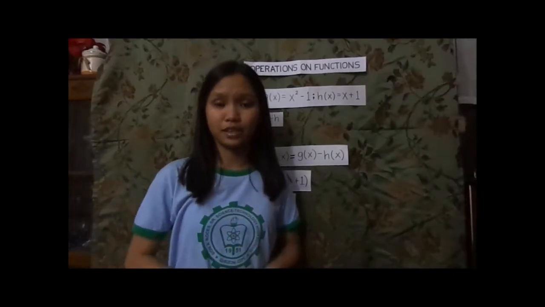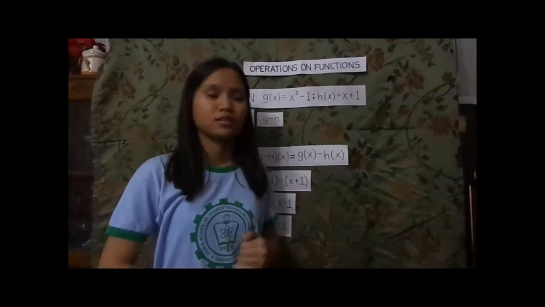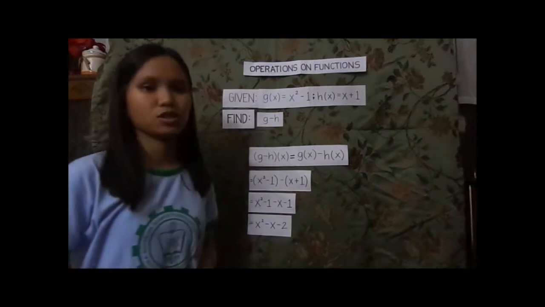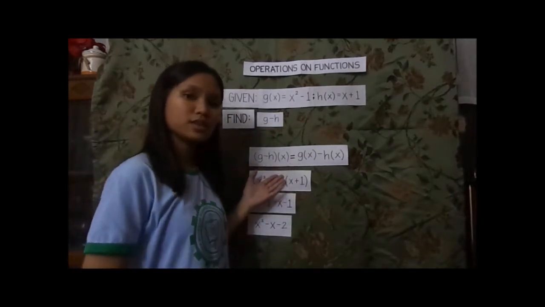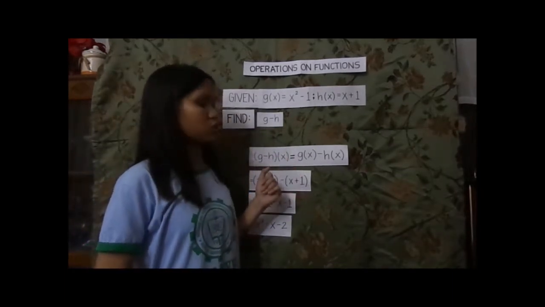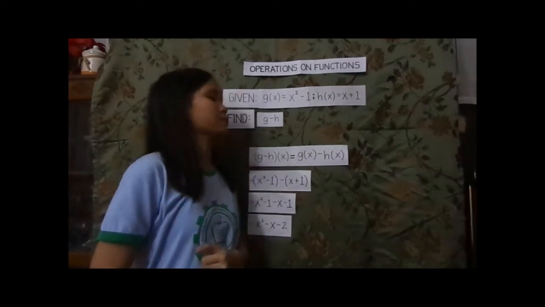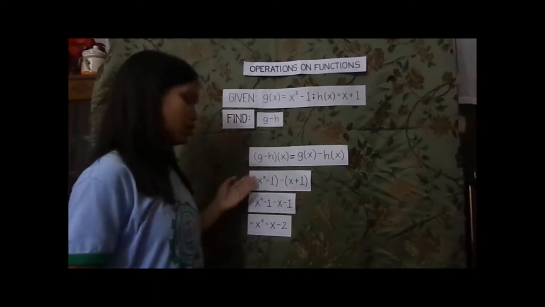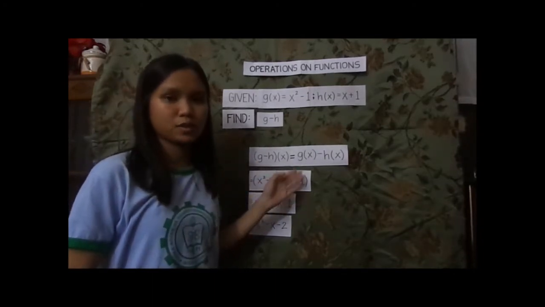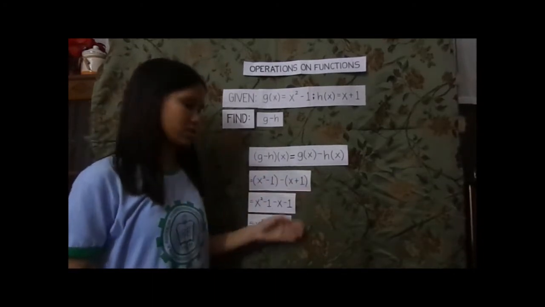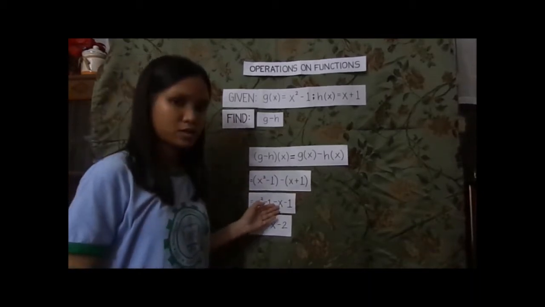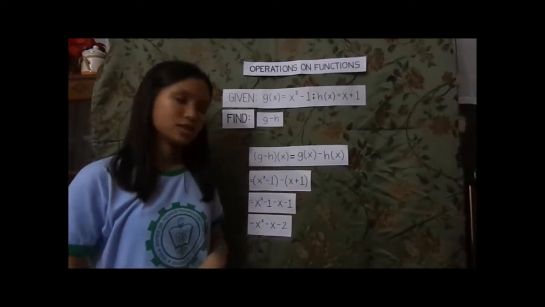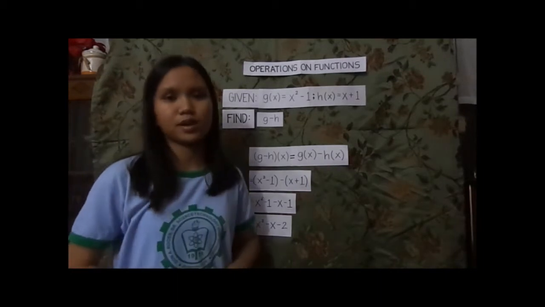Now we're going to find the difference of the functions. Find g minus h. The solution is g minus h of x is equal to g of x minus h of x. Substitute again the values. So x squared minus 1 minus x plus 1. Distribute the signs. X squared minus 1 minus x minus 1. And the answer is x squared minus x minus 2.